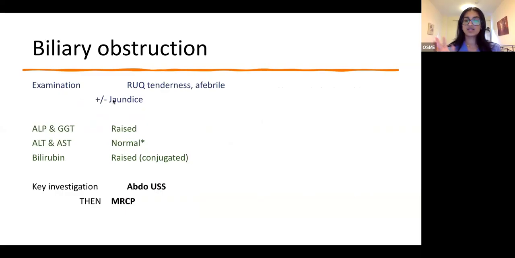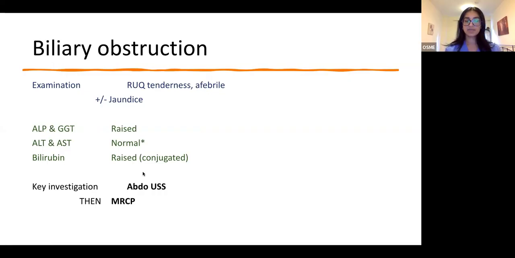So yeah, jaundice is the key differentiator, and they'd also not have a fever. In terms of the LFTs, you'd have a raised ALP and GGT because these are the markers that signify obstruction. ALT, AST would be normal because those are markers of hepatocellular damage. And yeah, it would just be these two that would be raised typically. And like I said, a raised conjugated bilirubin as well.